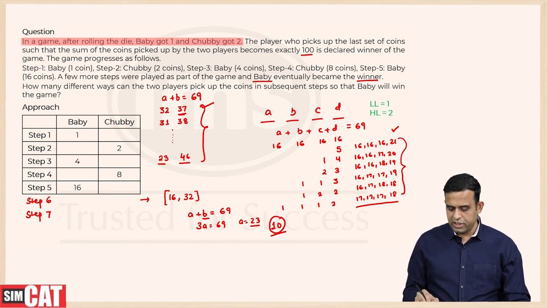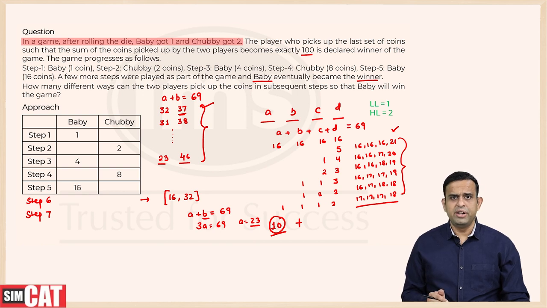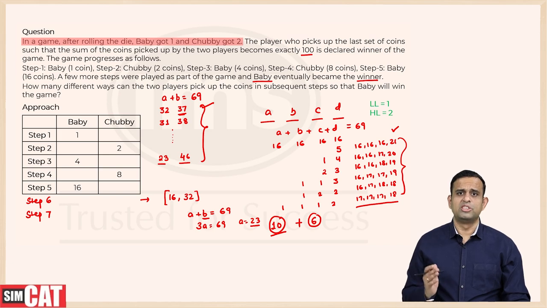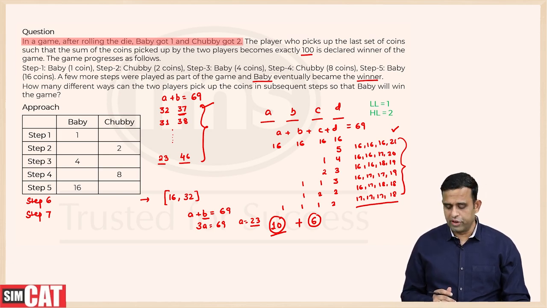In that case, when Baby wins in step number 7, we have got 10 possibilities. When Baby wins in step number 9, we got another 6 possibilities. Now kindly understand, if someone says, can Baby win in the 11th step? The answer would be no. Because if A plus B plus C plus D plus E plus F equals 69, the least value for any number in this case has to be 16. And that is not possible with 6 numbers, because the sum has to be a minimum of 96 or more. And hence the required answer for this question will be 16.